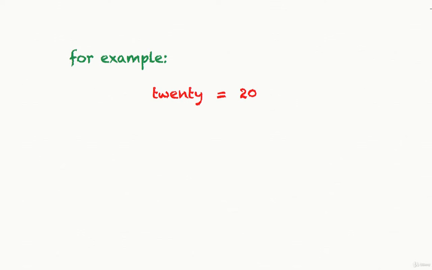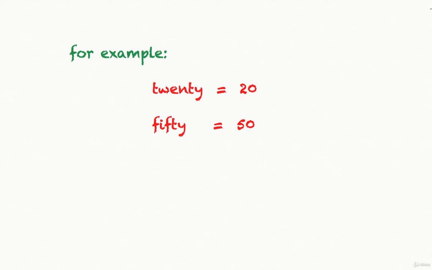We can use the assignment operator equals to assign numbers to variables. Here we have created a variable named 20 and assigned number 20 to it. So now this variable will contain value 20 and can be used anywhere in the code. Similarly, here we have created a variable named 50 and assigned number 50 to it.